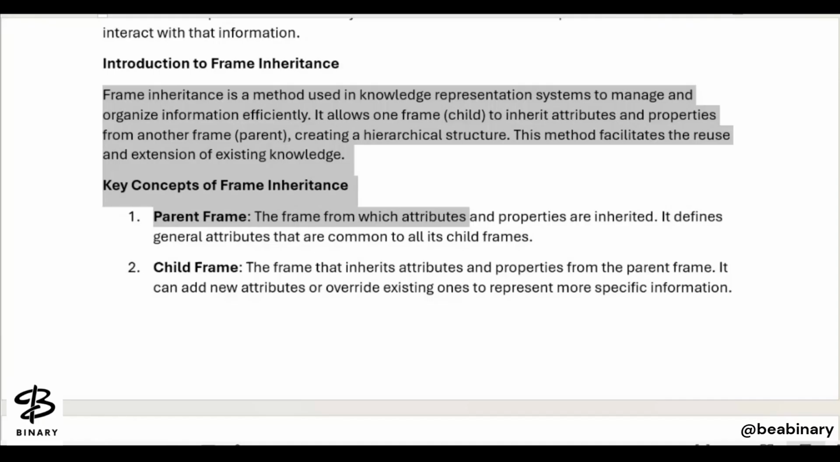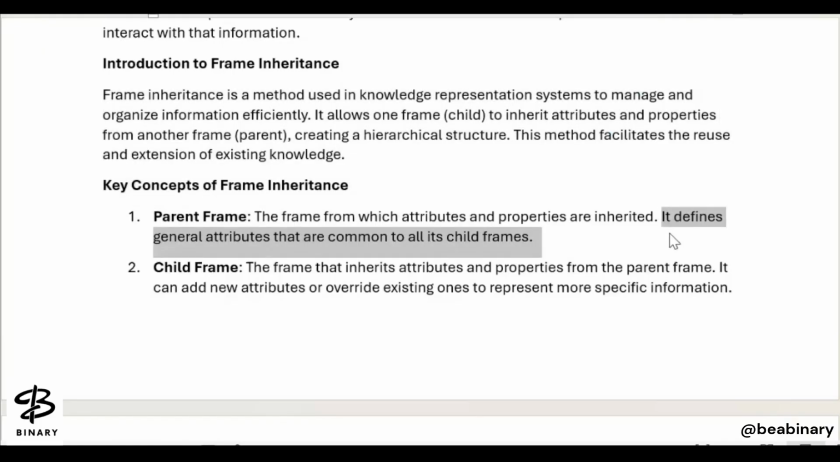So first is a parent frame, the frame from which the attributes or properties are inherited. It defines the general attributes that are common to all its child frames. Like when we are talking about a person class, we are talking about the person's name and age, and every professor, student, or non-teaching staff will have a name and age. So here the person will work as a parent frame.